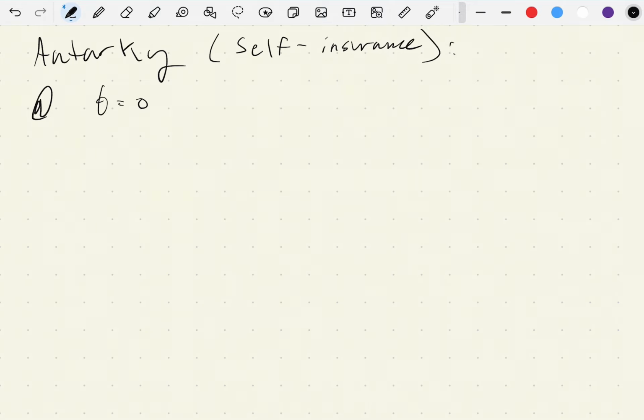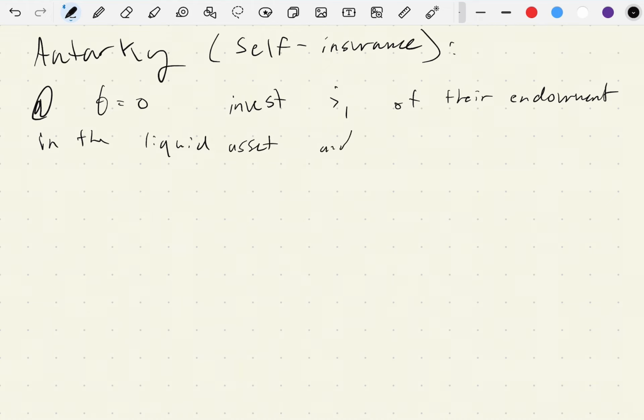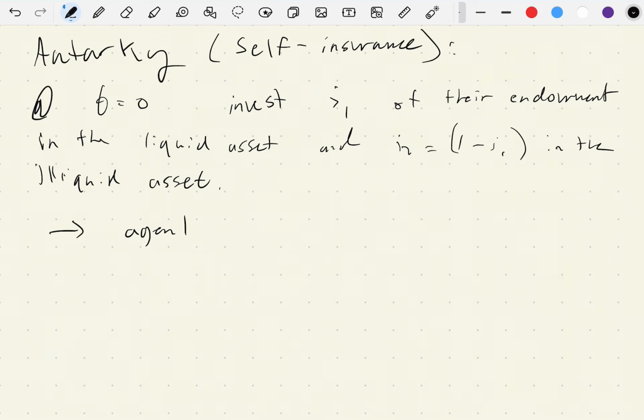So at t equals 0, an agent could invest a portion, let's call this I1, of their endowment in the liquid asset, and I2 is equal to 1 minus I1, okay, in the illiquid asset. Okay, so there's two choices, okay?